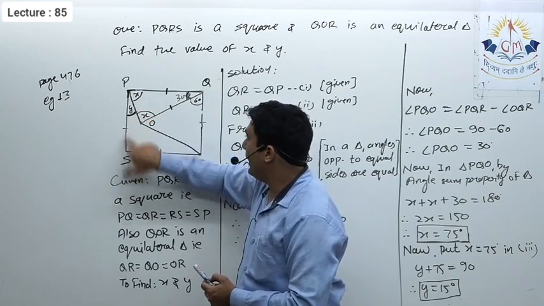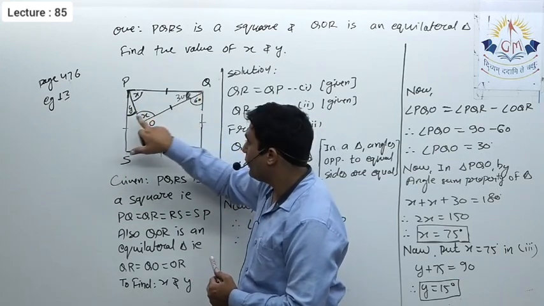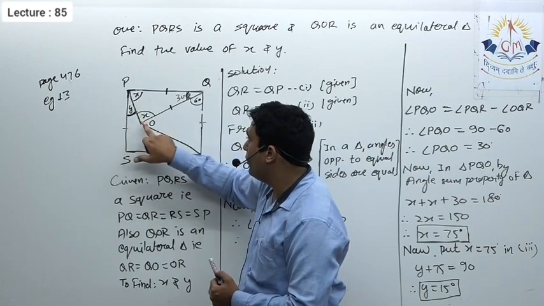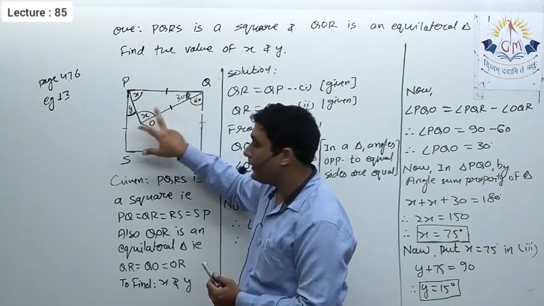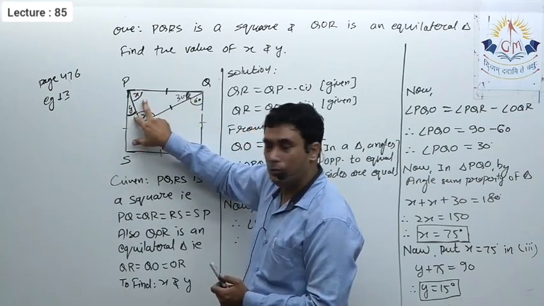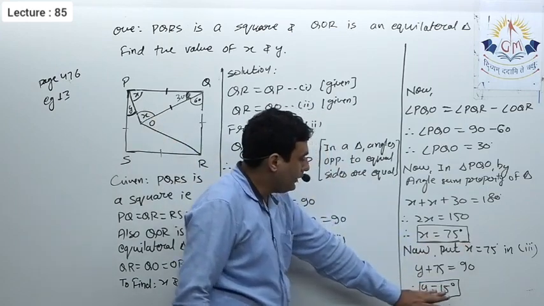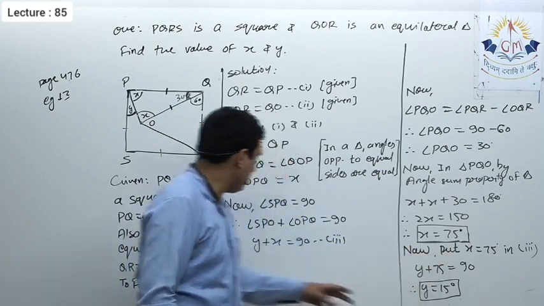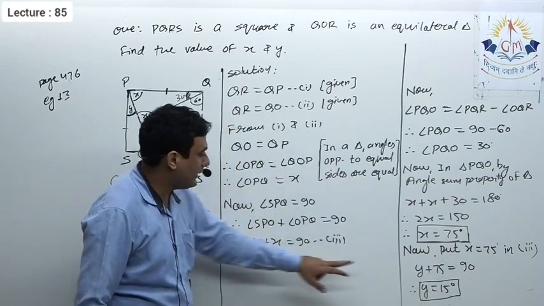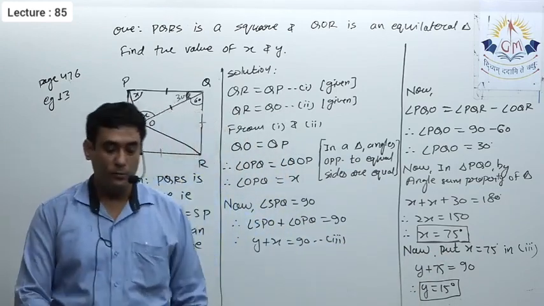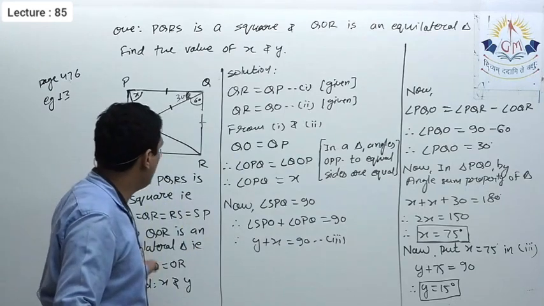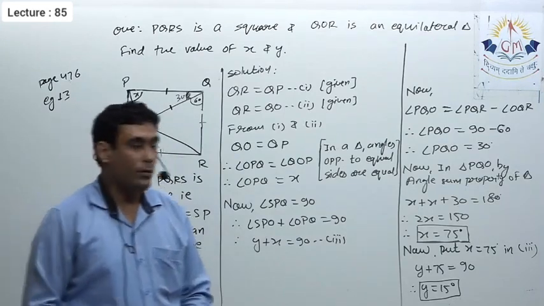Now x we proved and y is asked in the question itself. Angle SPQ equal to 90 degrees. So I can write SPO plus OPQ equal to 90 degrees. That means x plus y equal to 90 degrees. X equal to 75 degrees I proved. So by putting the value of x over here, I will get the value of y. So this way I got both the values x and y.